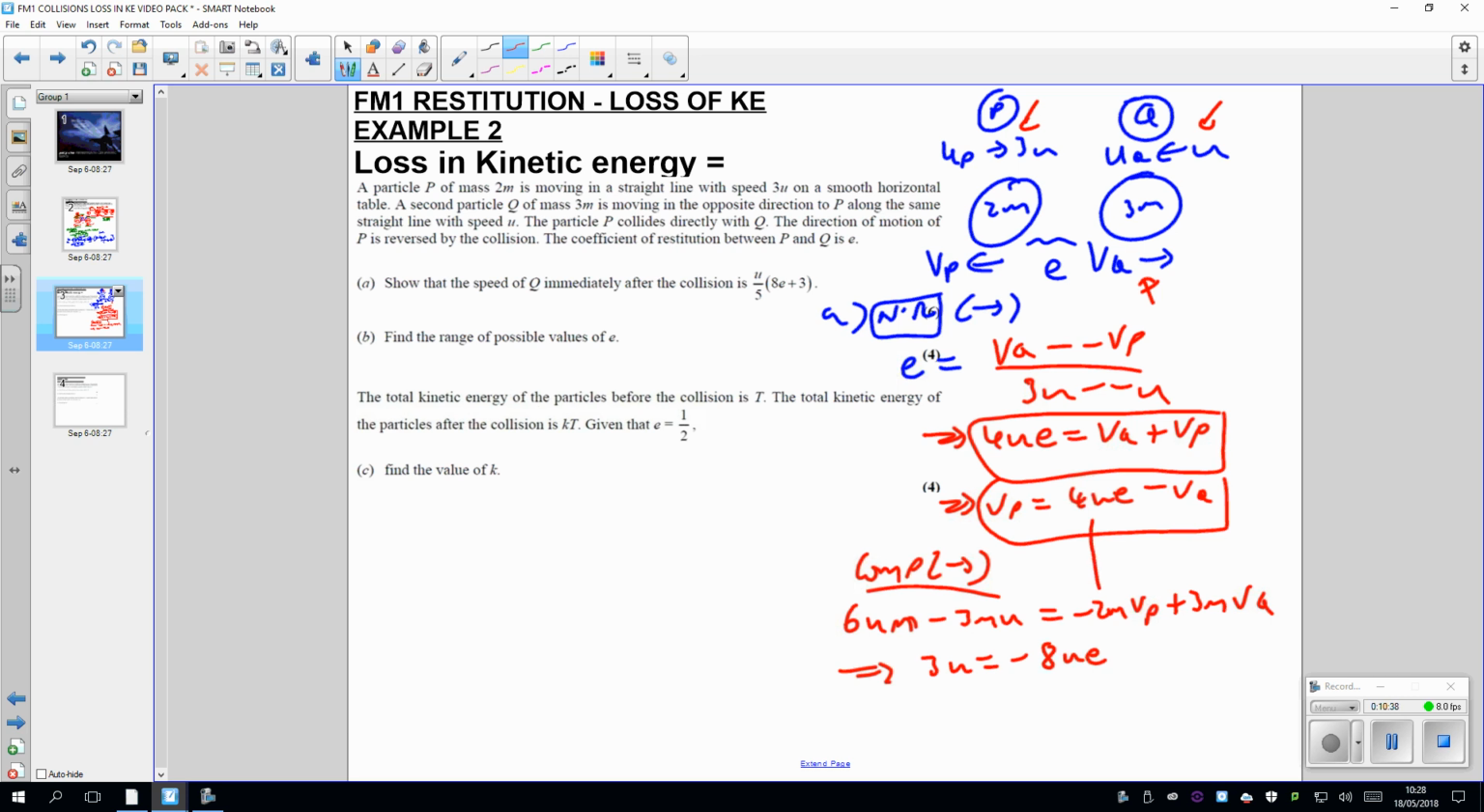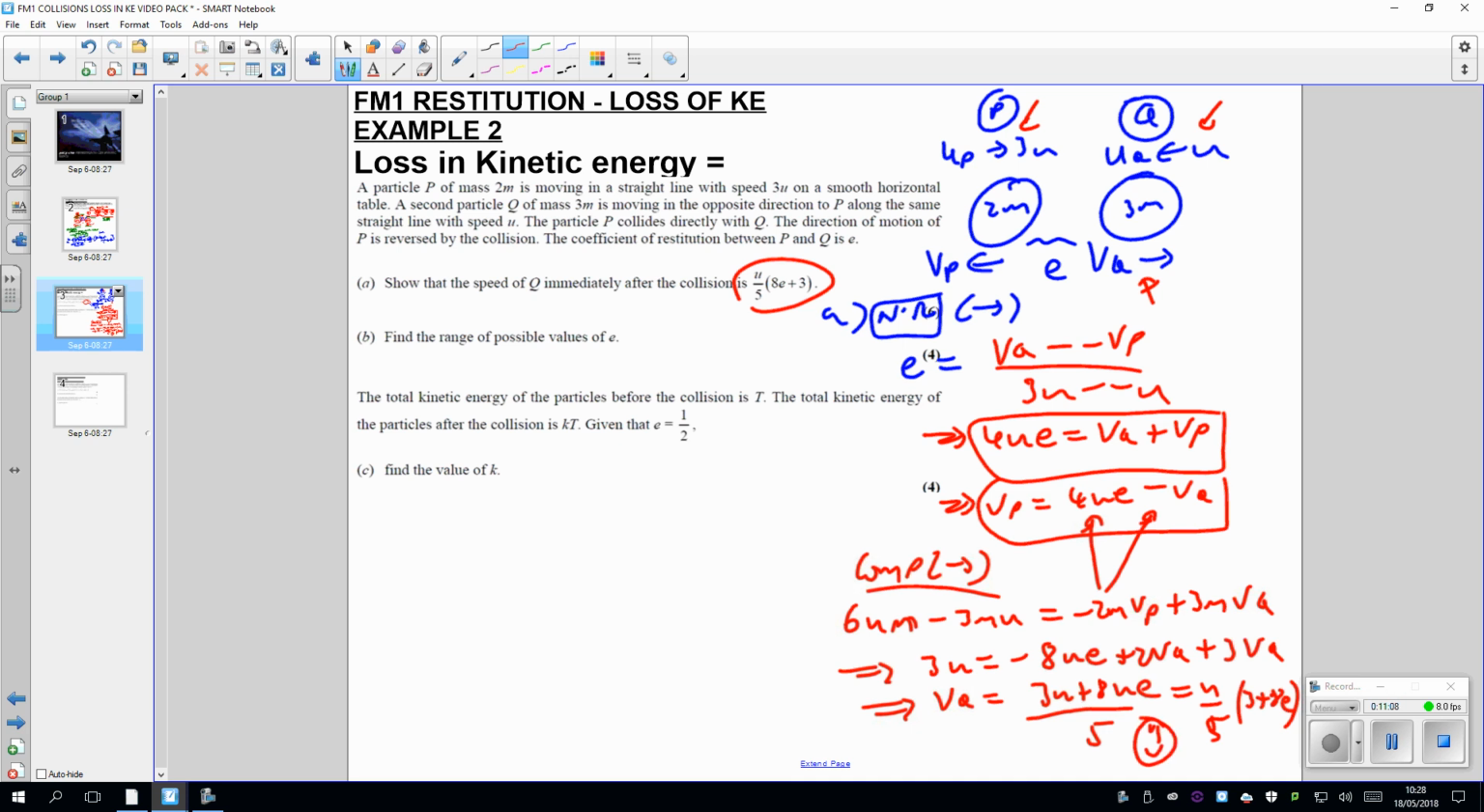We've got, so that's that bit. And now minus 2 times that is plus 2VQ plus 3VQ. So I should get VQ is 3u plus 8ue over 5. And I can take out the u over 5, so I get 3 plus 8e, which is what it wanted. Fantastic. Yay. Smiley face. Okay.